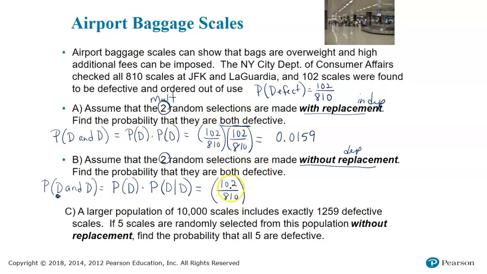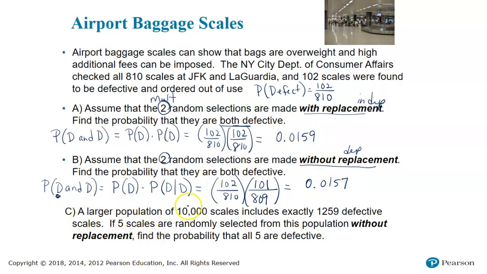So the first one is 102 out of 810. The second one, we want the probability of a defect given that we've already selected one of the defects. So if I've already selected one of the defects, I now have 101 out of 809. So I have one less defect and one less total in this problem. And so that gives me 0.0157.